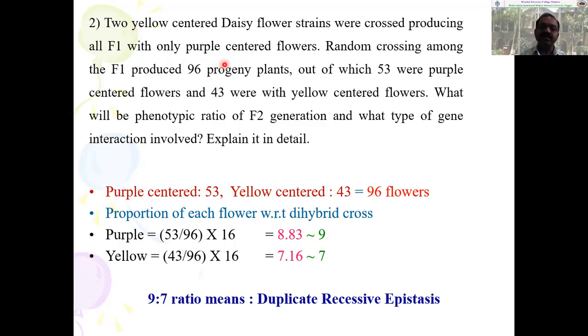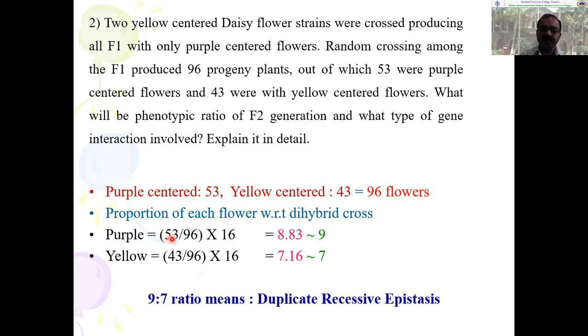Second thing, whenever the purple center varieties are crossed, we can expect a 9:3:3:1 ratio as in the case of gene interaction. But again, it has only two phenotypes with a proportion. So first we have to find out the proportion as we did in the last example. So let's see, purple center varieties were 53, yellow center varieties were 43. In total, there were 96 flowers. So we have to find out the proportion with respect to the dihybrid cross.